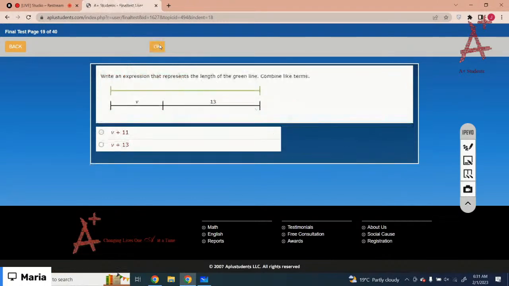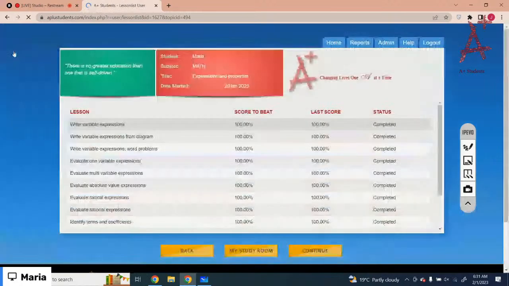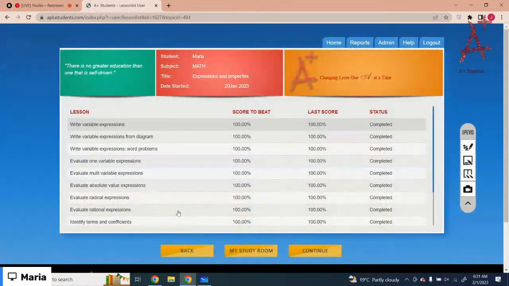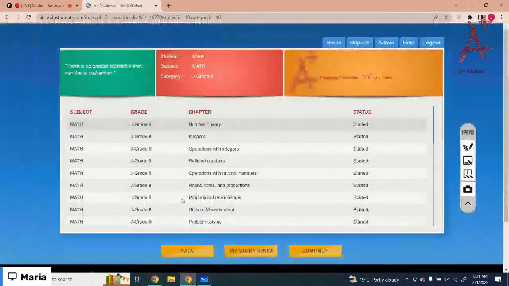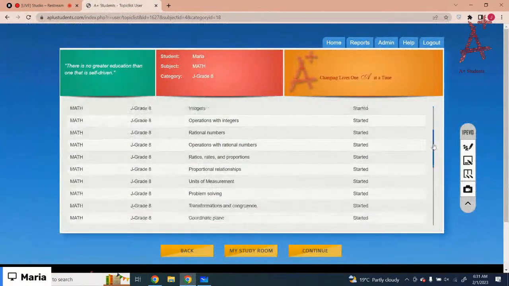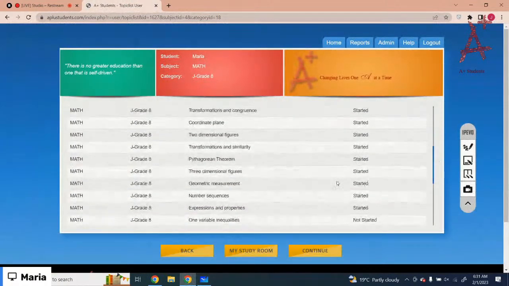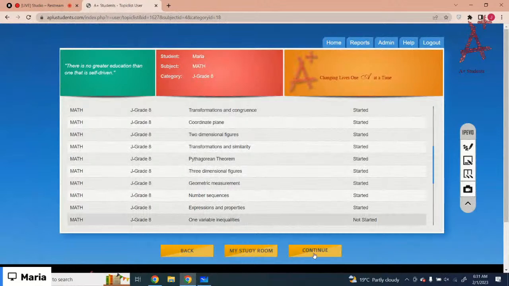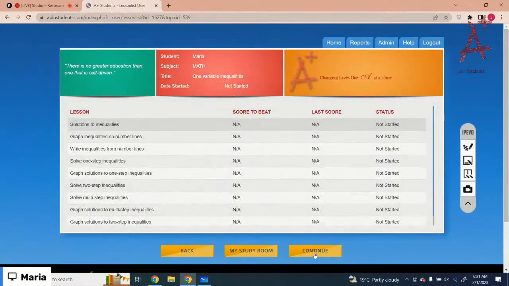Okay, you can complete the test by yourself later today. Let me just move on to the next chapter. We're going to start a new chapter, that is one variable inequalities. So let's start with the first lesson, that is solutions to inequalities.